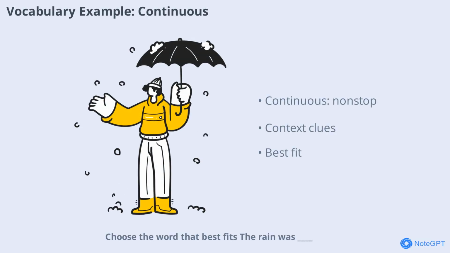Choose the word that best fits. The rain was ___ lasting for several days without stopping. The answer is continuous. Continuous means without interruption. Always look for context clues in the sentence to pick the right word.